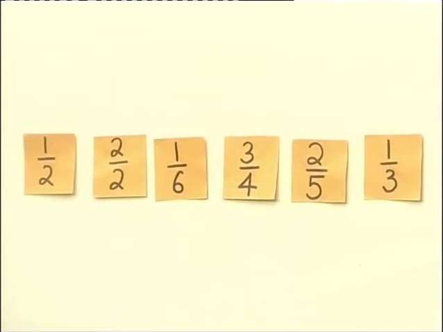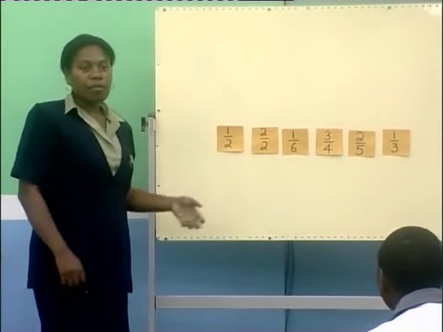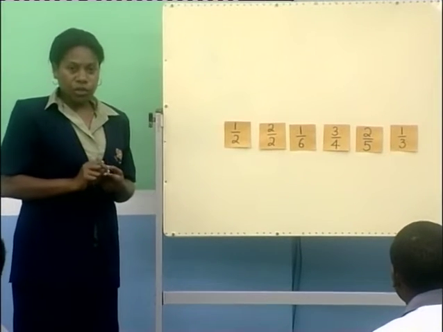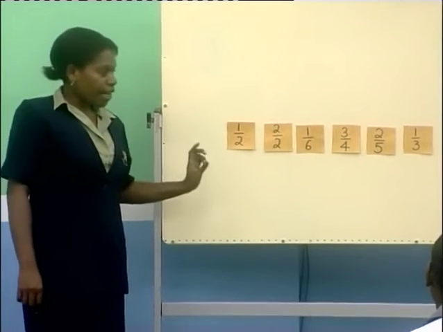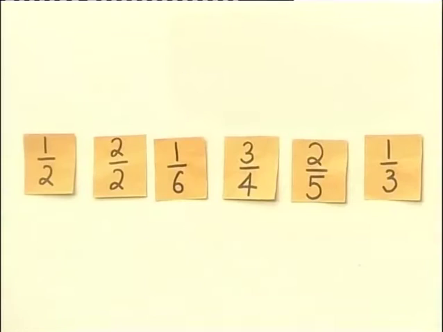Now on the board, I have fractions. These fractions will have to be rearranged from the least to the greatest, receiving students. So I'm going to ask a student to come up to the board and rearrange these fractions, starting from the least to the greatest.